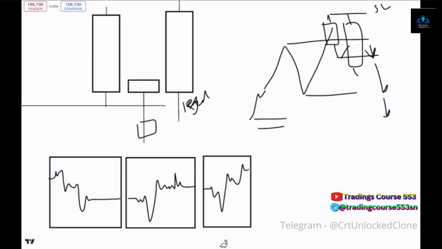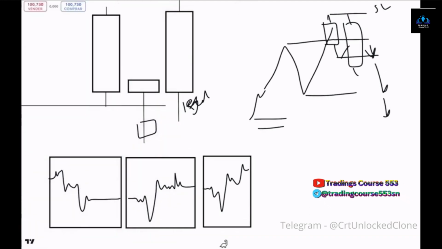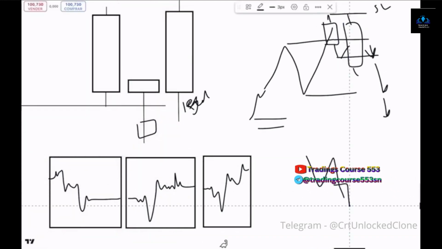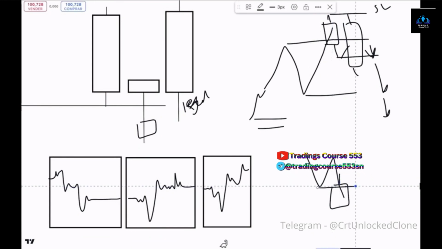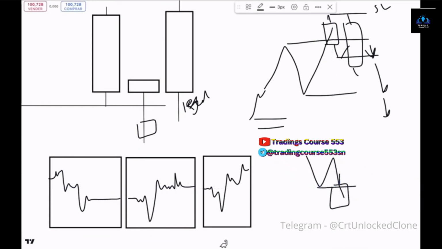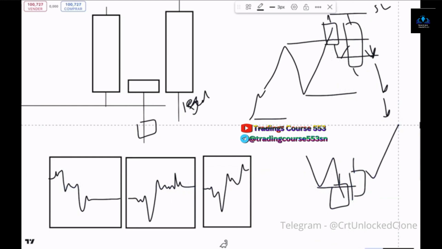That's the first model, and vice versa in the bullish scenario. Low, thick, down close candle used to manipulate price below the old low, close above, and you got the entry. Right?